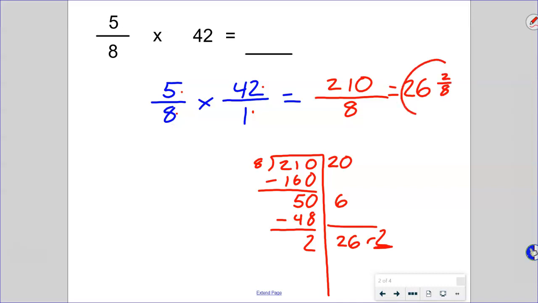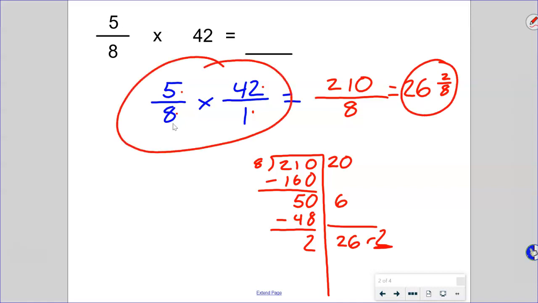So I hope this is making sense, guys. This way of rewriting the problem and renaming the whole number, like 42, as a fraction, 42 wholes, can make the process actually pretty simple. But remember that when you get a large improper fraction, division is the way that you can rename it so that we are looking at a mixed number instead.